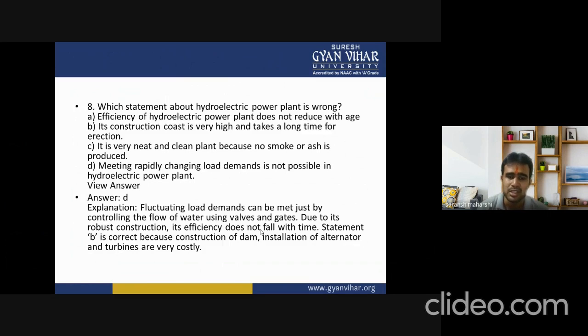Meeting rapidly changing load demands is possible in a hydroelectric power plant, because fluctuating load demands can be met just by controlling the flow of the water using the valves and the gates. Due to its robust construction, its efficiency does not fall with time. Statement B is correct because construction of the dam, installation of the alternator and turbines are very costly.